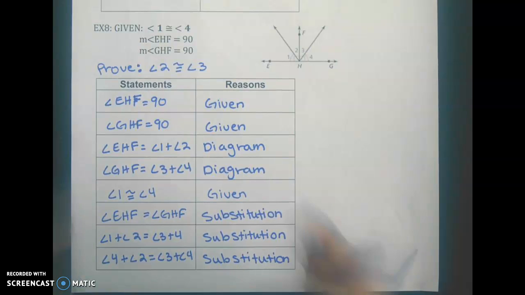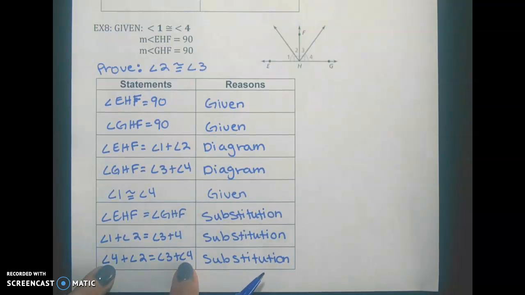And I know I'm out of space in my grid, but I just have one last step to do. And if I subtract angle 4 from both sides, then I get that angle 2 is equal in measure to angle 3. And that is because of my subtraction property of equality. And I have now proven that angle 2 is equal in measure to angle 3, which means that they are congruent angles.